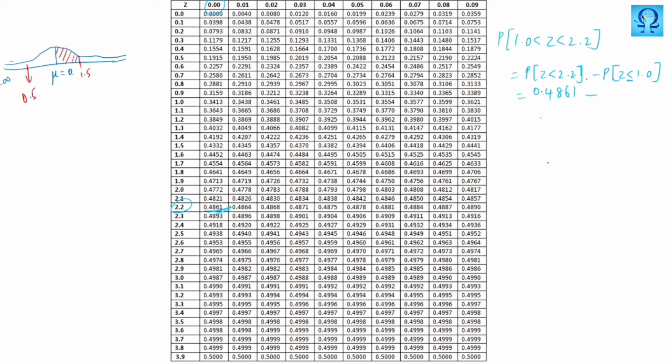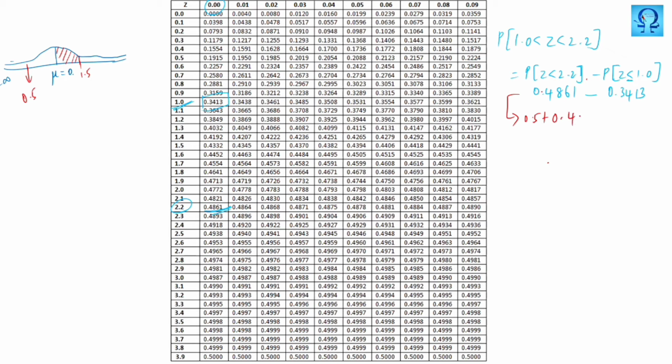That is 0.4861, minus 1.0. So it is here, that is 0.3413. You may ask me now that previously when we had z less than 1.5, I asked you to add 0.5. Okay, no issues. Add 0.5 here as well.